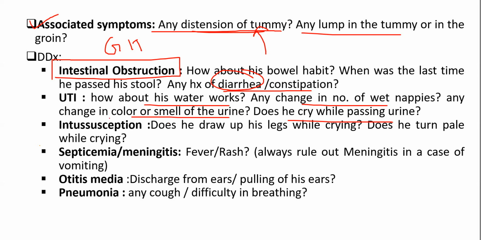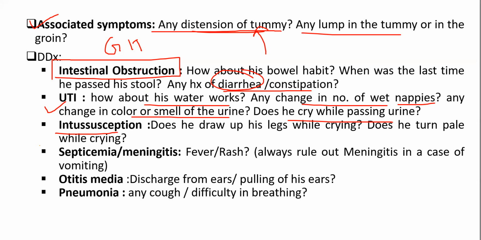One is about UTI. So the UTI question is any change in the color or smell of the urine. Parents sometimes say that yes, the urine is smelling funny. So that's one clue. And because of the burning sensation while passing urine, children can't say that it's burning or stinging. They will cry while passing urine. So, does he cry while passing urine? Now, sometimes if the child is vomiting a lot, they can get dehydrated and their number of wet nappies can be reduced. So that's why we are asking about any change in the number of wet nappies.